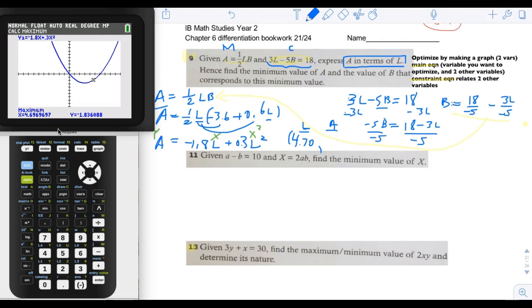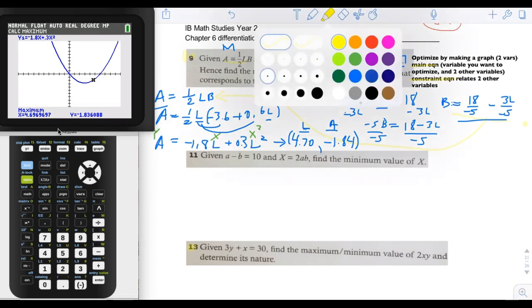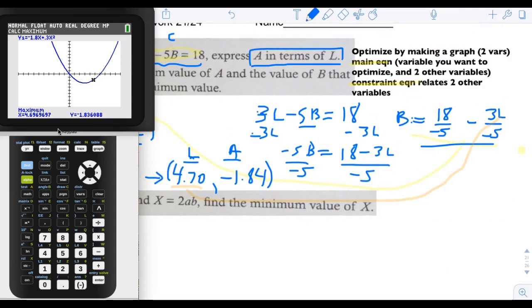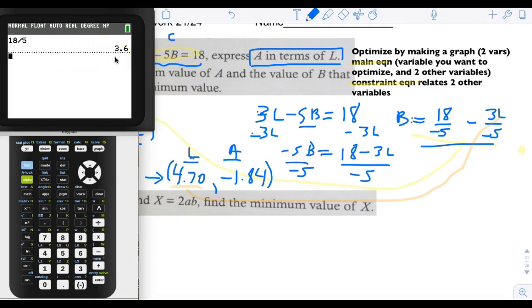Okay? And now we actually want to know what the B value is that corresponds to this point. To do that, we can use this equation here, because remember, if we put the L value on the right side, we can figure out what B is. So now we're going to take 4.70 and put it in for L here. And when we do that, remember that negative 18/5, we can write that as a decimal, which is negative 3.6, okay? So we'll have negative 3.6 plus 0.6 and our L value is 4.70, right?